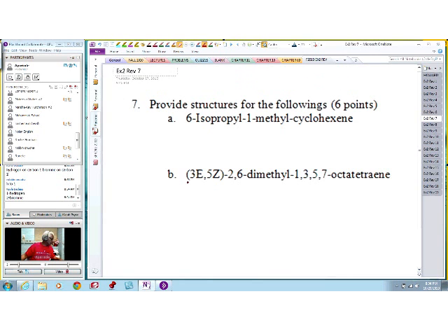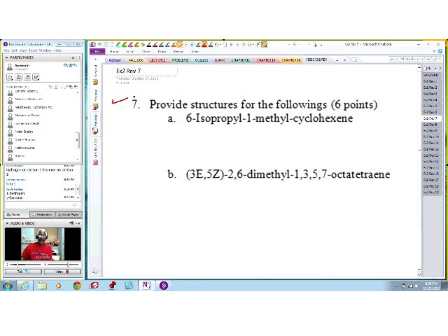Question number 7. Erin Walters, can you go ahead and read this for us? Number 7. Provide structures for the following: A, 6-isopropyl-1-methylcyclohexene, and B, 3E,5Z-2,6-dimethyl-1,3,5,7-octatetraene. Very good, and thank you.